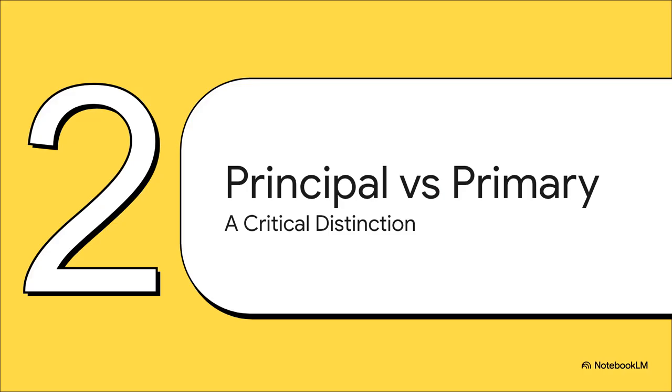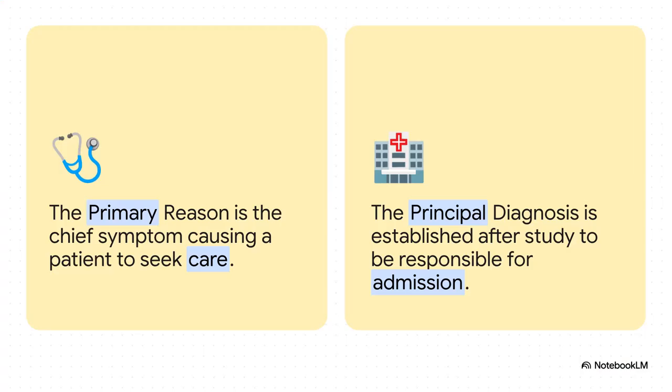Moving on to Section 2, Principal versus Primary Diagnosis. Now, we really need to clarify a critical distinction here, because it trips up so many coders and clinical documentation specialists. And honestly, getting this wrong derails the entire DRG assignment right from Step 1. This comparison brilliantly illustrates why you absolutely cannot just code the patient's symptoms. The primary reason for admission is just the chief complaint on day 1, like, say, severe fatigue and bruising.